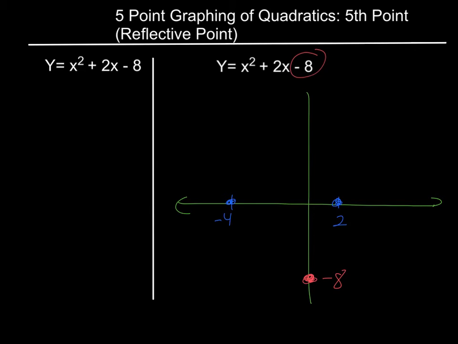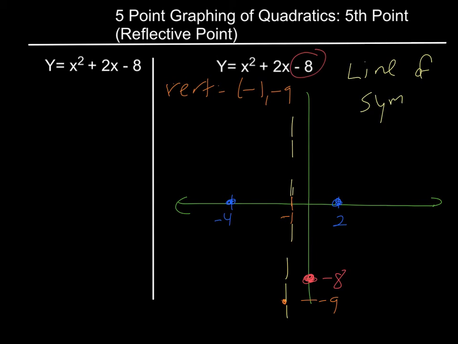And then I also just found out that my vertex equaled -1, -9. So here's -1, and here's -9. So my vertex is right there. Now, this line here is also called the line of symmetry. And what that means is that my parabola is going to be symmetrical about this line.